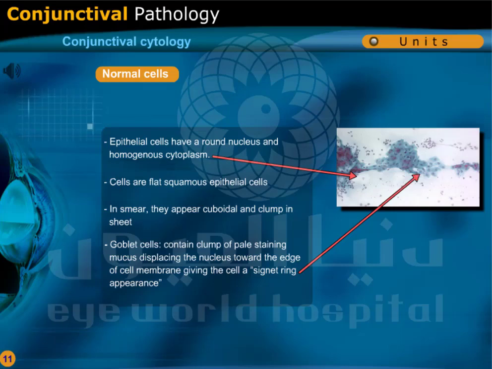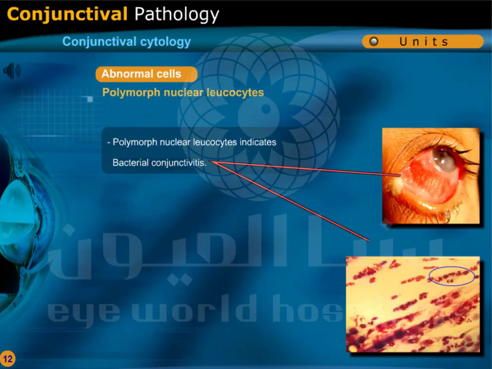Conjunctival cytology. Normal cells. Epithelial cells having a round nucleus and homogeneous cytoplasm. Cells are flat squamous epithelial cells. In smear, they appear cuboidal and clump in sheet. Goblet cells contain clump of pale staining mucus displacing the nucleus toward the edge of cell membrane, giving the cell a signet ring appearance.